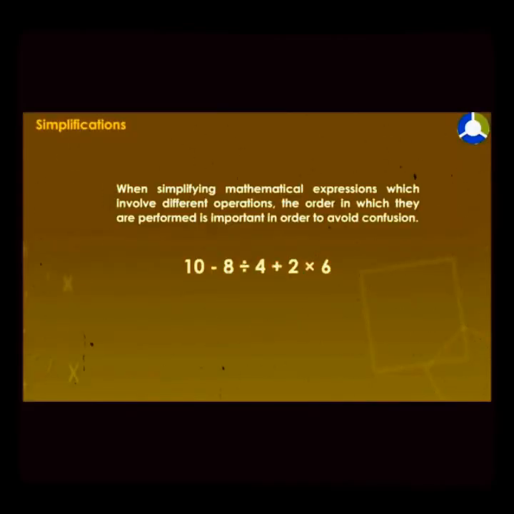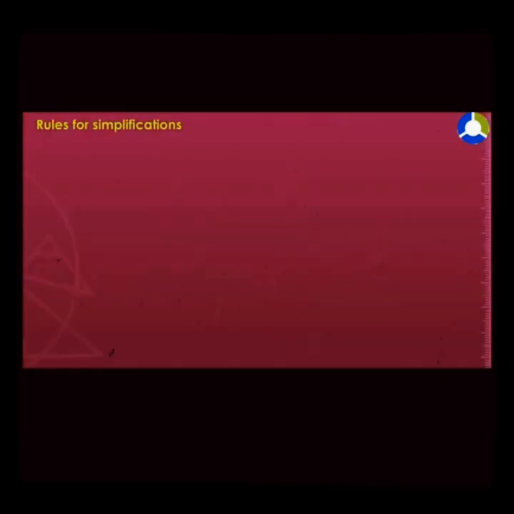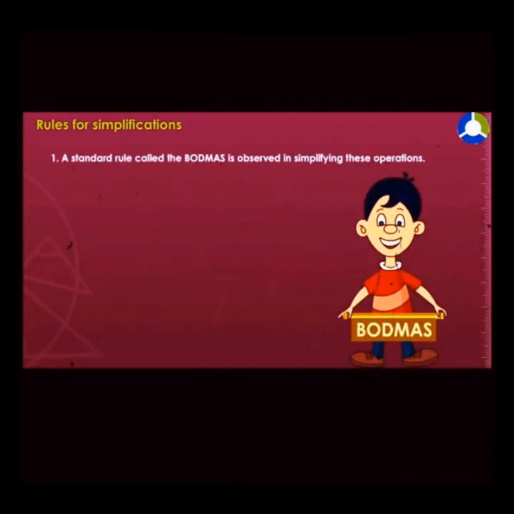Operations, the order in which they are performed is important in order to avoid confusion. A standard rule called the BODMAS is observed in simplifying these operations. In this chapter, we will study about rules for simplifications. Rules for simplifications. 1. A standard rule called the BODMAS is observed in simplifying these operations.